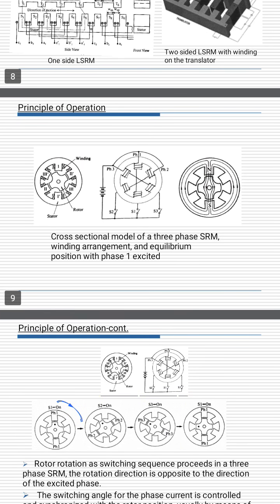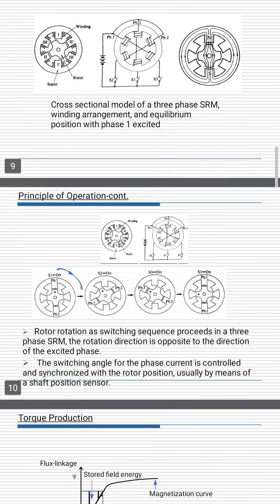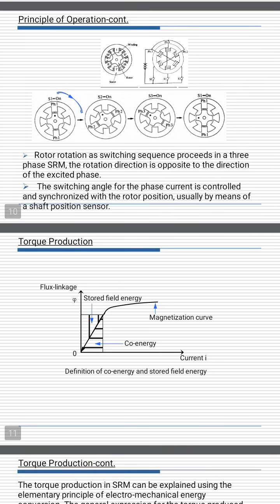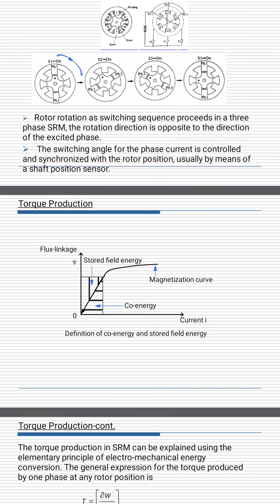Principle of operation: cross-sectional model of a three-phase SRM, winding arrangements and equilibrium position with phase 1 excited. Principle of operation continued: rotor rotation as the switching sequence proceeds in a three-phase SRM. The rotation direction is opposite to the direction of the excited phase. The switching angle for the phase current is controlled and synchronized with the rotor position, usually by means of a shaft position sensor. Torque production, flux linkage.